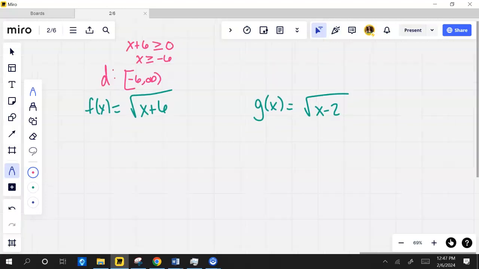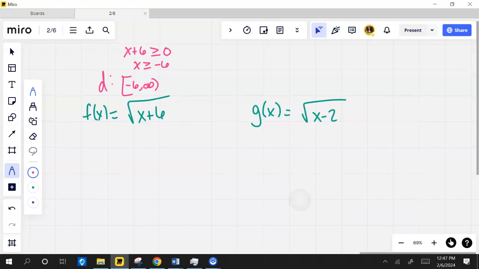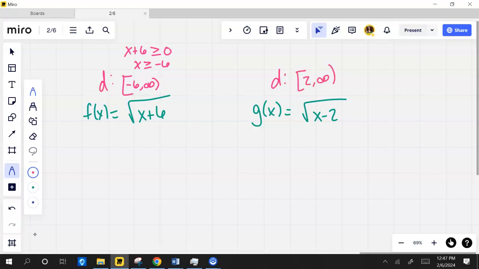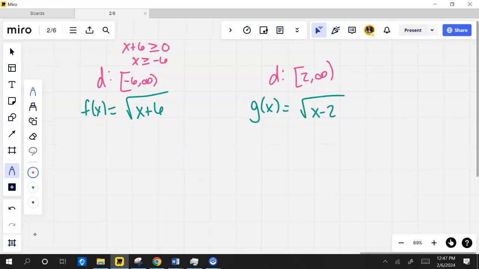Okay, how about g? What's the domain on g? 2 to infinity, because it's x minus 2 this time. Okay? Is everybody okay? That's the individual domains. Now, what happens if I ask, what is this, and give me the combined domain?